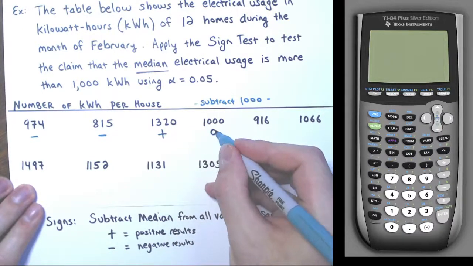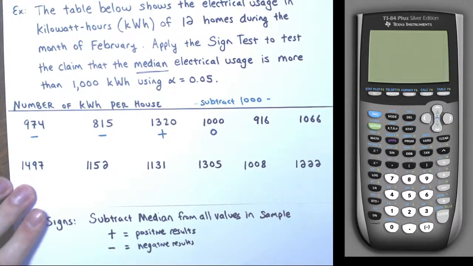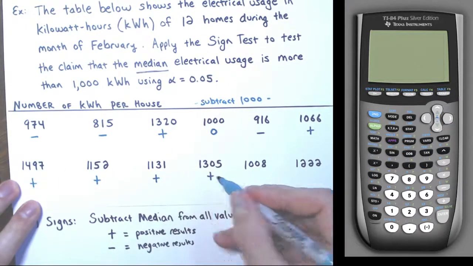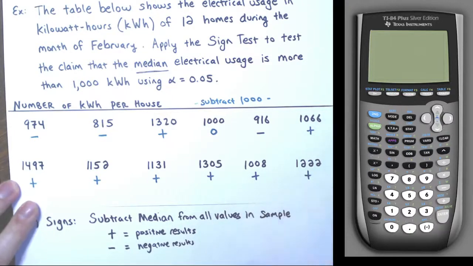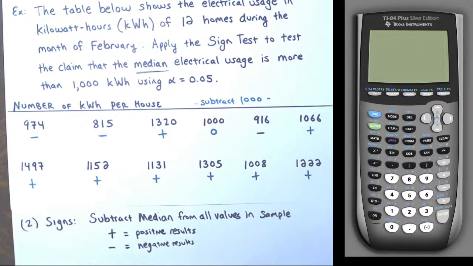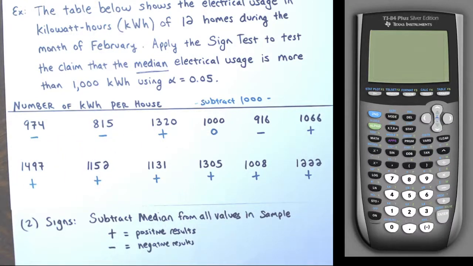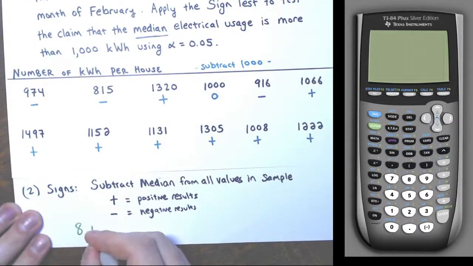This is actually the same, so I'm going to ignore that. Remember, we ignore the zeros. This is below, minus, above, plus, above, plus, above, plus, above, plus, above, plus, above, plus, and above, plus. Wow, look at that. Okay. So, these 12 households, I'm going to count the signs. You have 1, 2, 3, 4, 5, 6, 7, 8 pluses, 3 minuses, and again, a 0 I am going to ignore. So I have 8 positives, 3 minuses, and a 0.